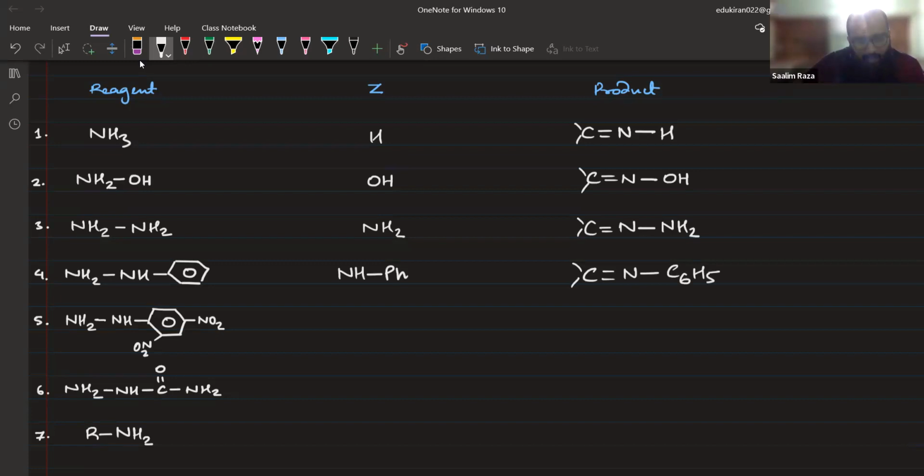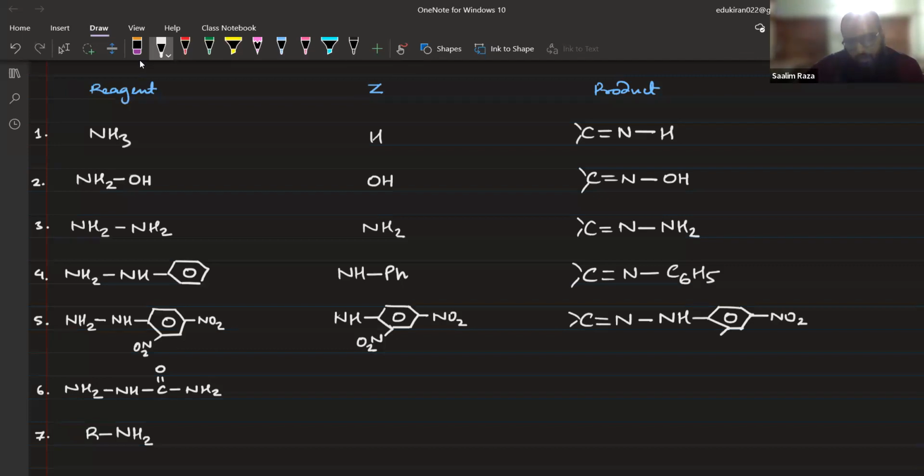I have written each and everything. Now please remember, यहाँ पे मत लिखिएगा PH, because here we don't have PH, we have NO2 and NO2 also, ठीक है. That is why for this one you have to write everything. You will write NH followed by the benzene ring with NO2 here in the para position and NO2 here in the ortho position, NO2 like this. Now the product is going to be carbon with a double bond as it is, N as it is, followed by NH, followed by the benzene ring with NO2 here and NO2 in the ortho position like this.